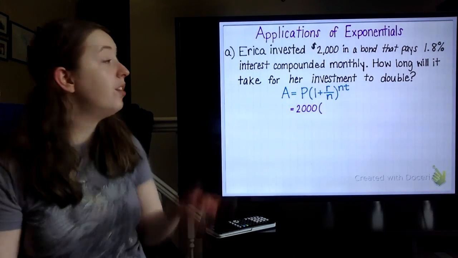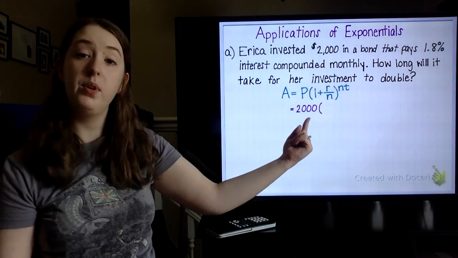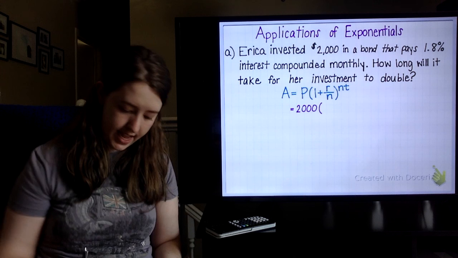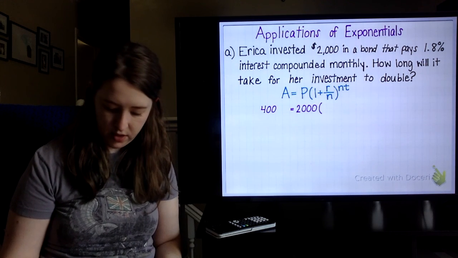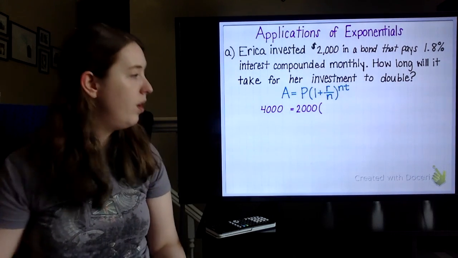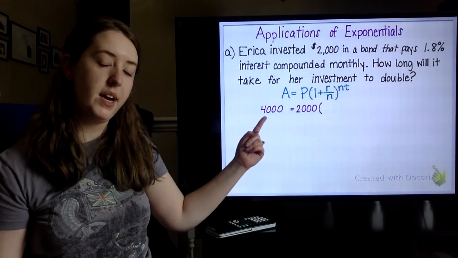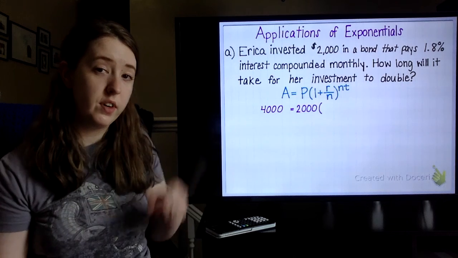Now, they want to know how long it's going to take for her investment to double. So double $2,000 is $4,000, and that's A, the amount afterwards. Good deal. By the way, in a second, when we start solving, we're going to divide by 2,000 on both sides, so you're just going to end up with 2 over here.